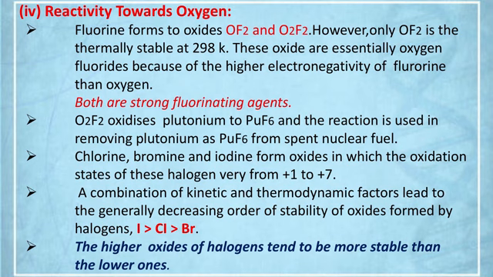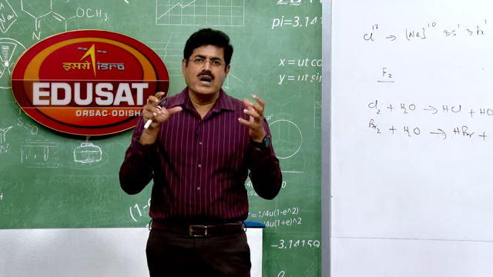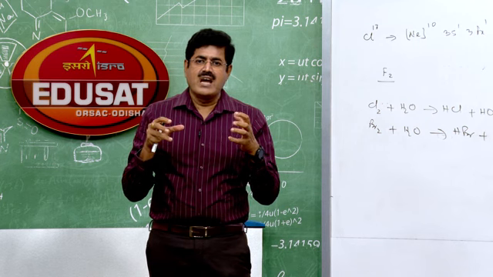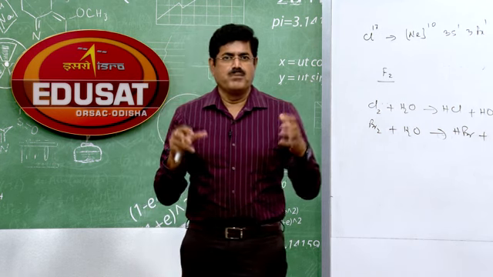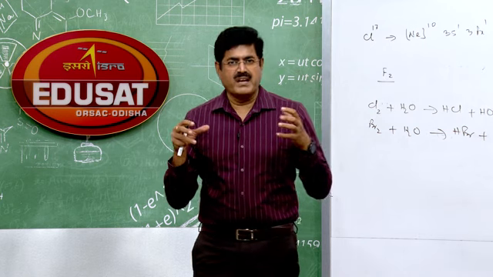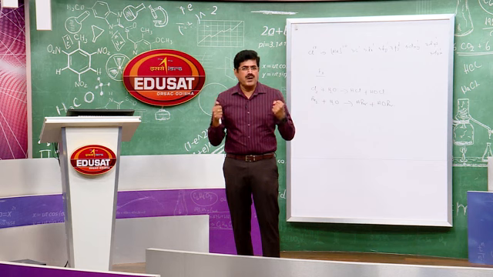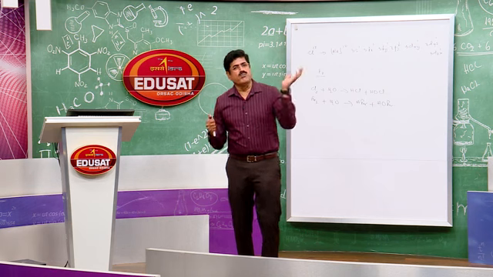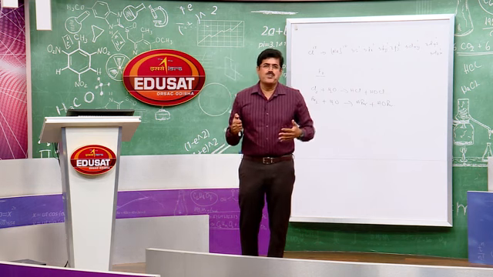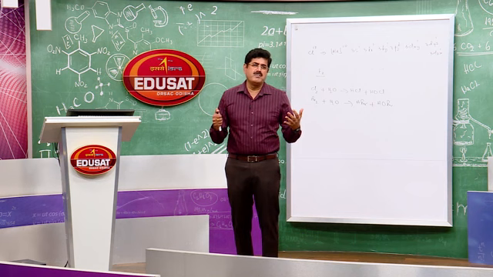Chlorine, bromine and iodine form oxides in which the oxidation state of the halogen varies from +1 to +7. If we take both kinetic and thermodynamic parameters into consideration, we find that the iodine oxides are the most stable oxides, followed by chlorine, followed by bromine. A very important point, students, you have to remember: which oxides are the most stable oxides of halogens?